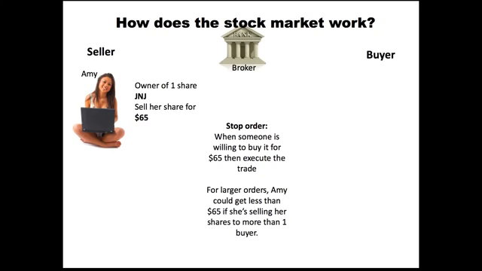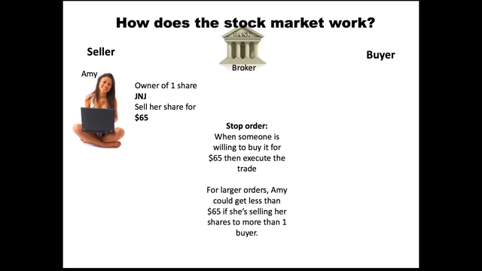Now, the first type of order that we're going to talk about is what's called a stop order. And this is when somebody is willing to buy it for $65, then the trade would be executed. So she says, broker, you're not allowed to trade my one share unless somebody out there is willing to buy it for $65. Let's assume for just one second that Amy had 100 shares, and she wanted to sell all 100 shares, and she put in a stop order at $65, meaning some buyer has to at least be willing to buy the first share for $65.